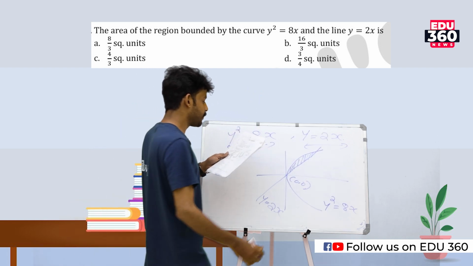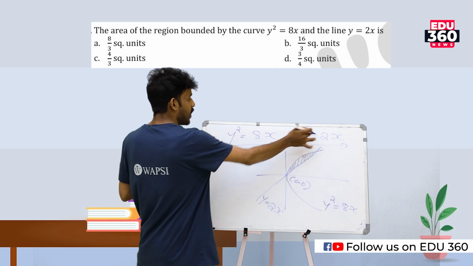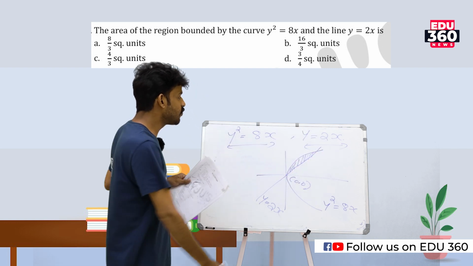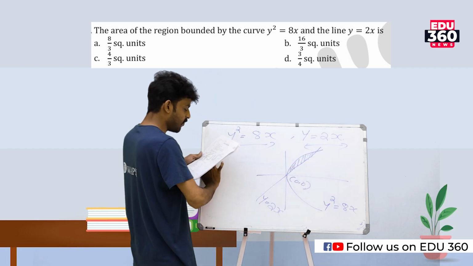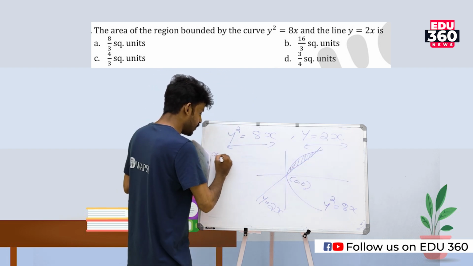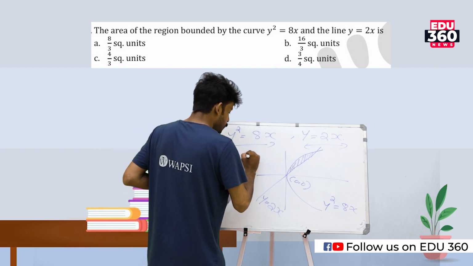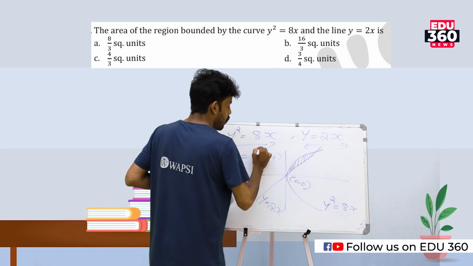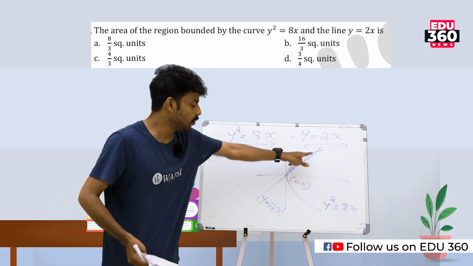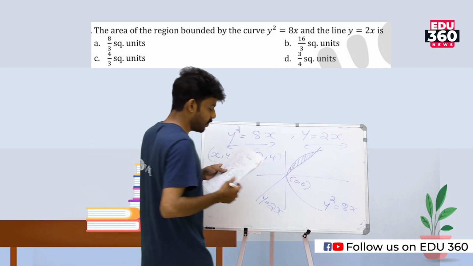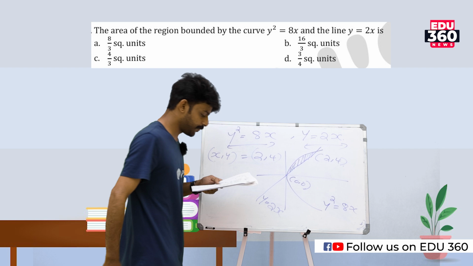And what about this one? We know that y square is equal to 8x and y is equal to 2x. On solving these, we will get x and y as 2, 4. The coordinates of x and y are 2, 4. So this point will be equal to 2, 4.